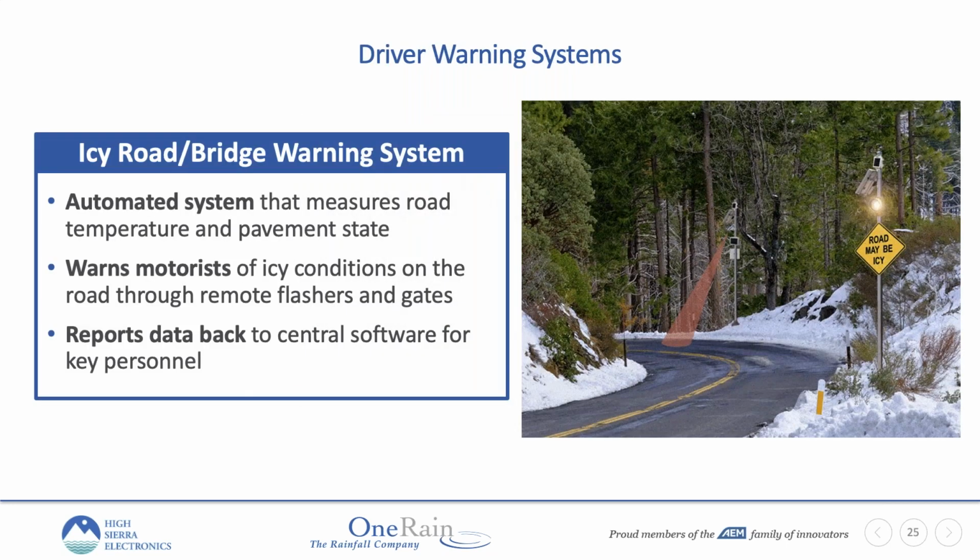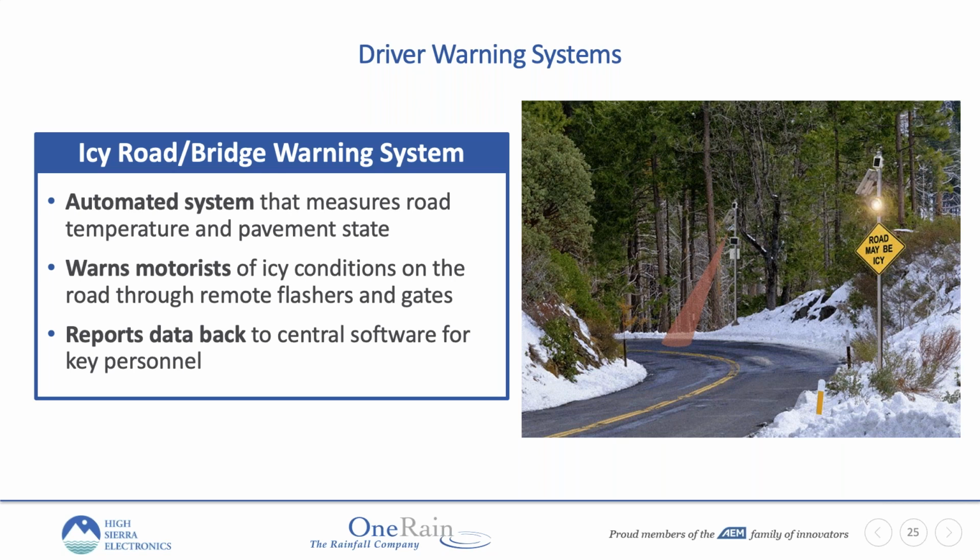And so what icy road and icy bridge warning systems do, this is part of our driver warning systems industry category, is these are automated systems. They operate independent of humans. They can be overridden by humans, but for the most part, they operate autonomously, and they are constantly measuring the road temperature and pavement state, and based on whatever calculations or thresholds or conditions that you want to alarm on, they can automatically turn on flashers, blank out signs, or even close gates depending on the situation and what the need is. And obviously all this is going to be reporting back to the central software.